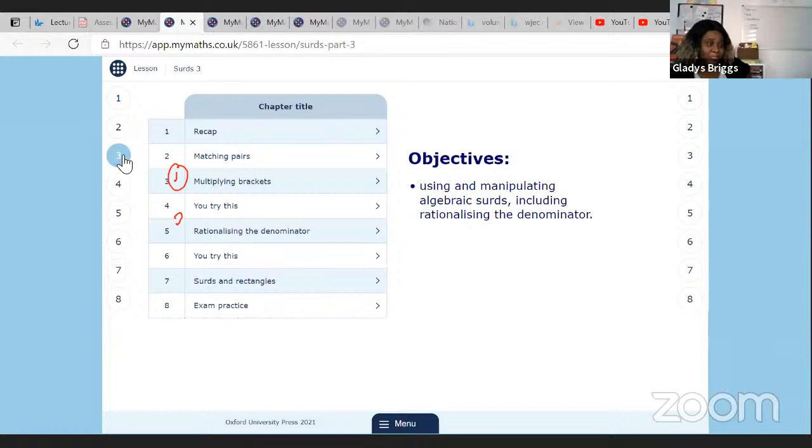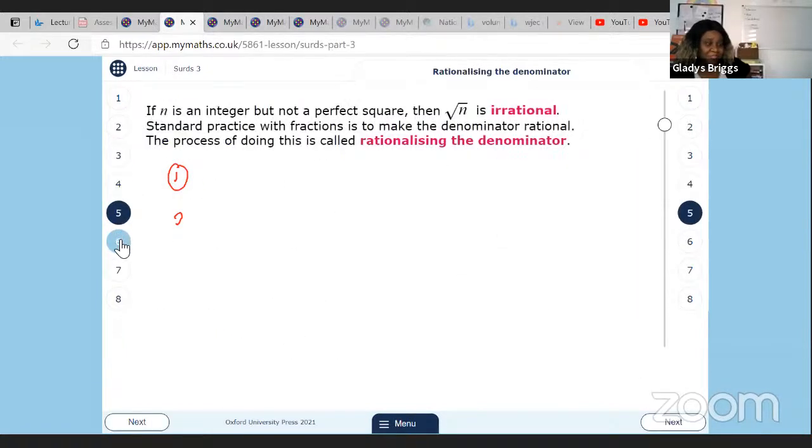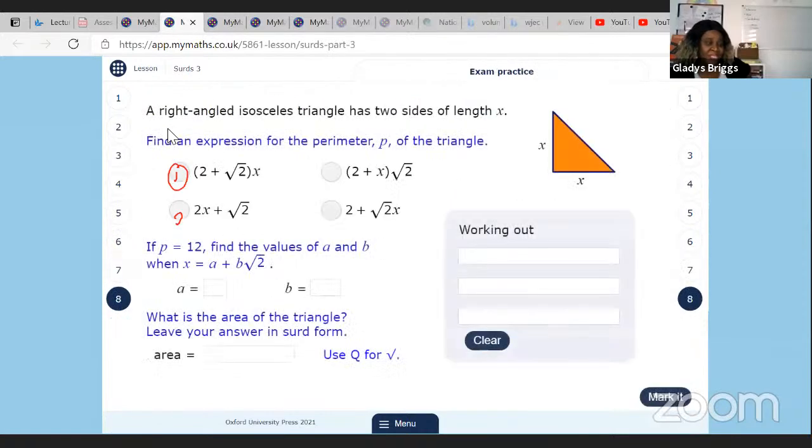So be ready. Be ready for tomorrow. And after that, we're going to have a look at complex numbers.